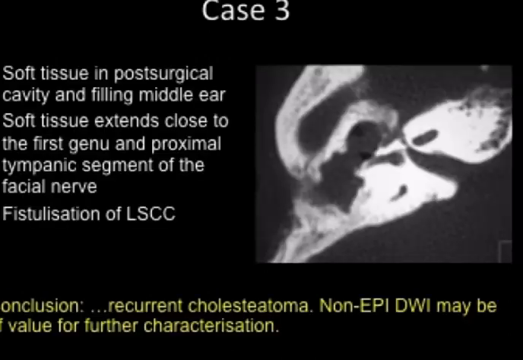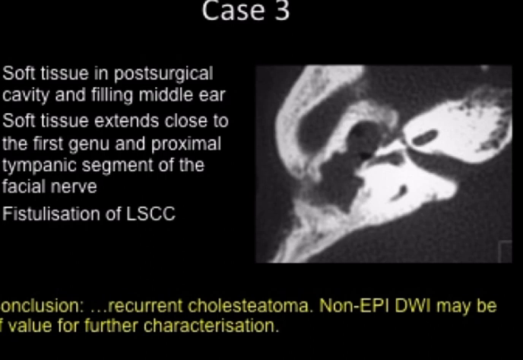And the final case is somebody, so a lot of patients come along who've had surgery. This demonstrates, I would mention where the soft tissue is. So post-surgical cavity, there's soft tissue. There's soft tissue filling the middle ear. Soft tissue extending close to the genu of the facial nerve, which I think Dr. Summers is going to elucidate on, and to the proximal tympanic segment, which is here, and there's fistulization of the lateral semicircular canal, which is here. And I would say in conclusion, this looks like recurrent cholesteatoma.